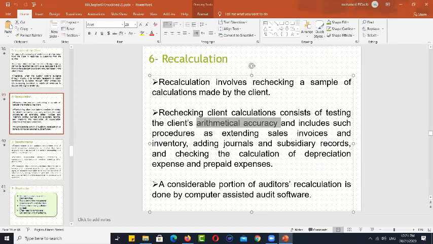A considerable portion of the auditor's recalculation is done by computer assisted audit software. This work we can do by software. A considerable portion of auditor's recalculation is done by computer.